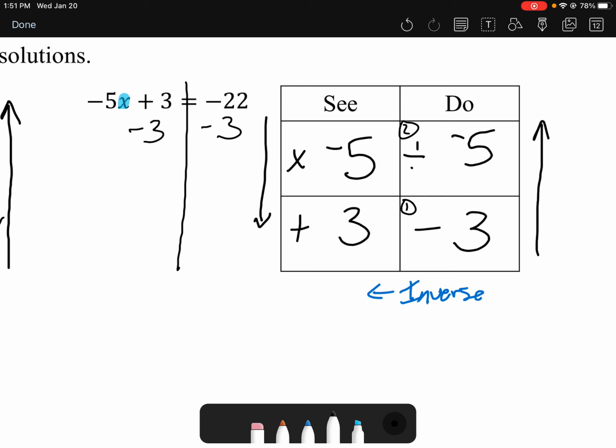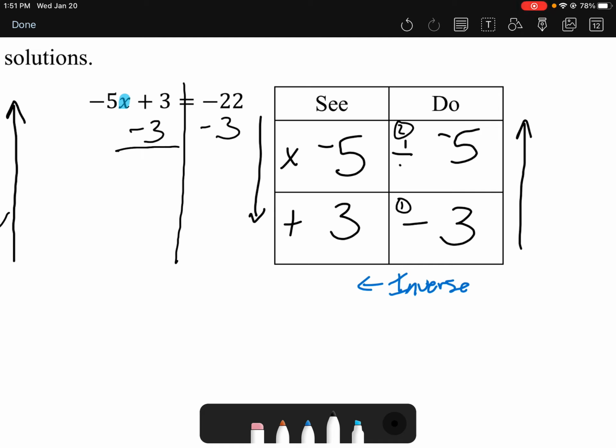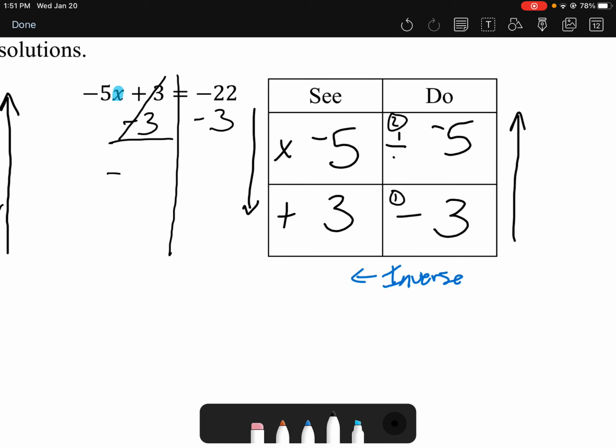On the left side, when I subtract 3, all that's doing is canceling out the plus 3 up there, because again, they're opposites. They're inverse operations of one another. And that just leaves me now with my negative 5x. On the right side, I have negative 22 minus 3. If you want, you're allowed to do LCO here. So that's really negative 22 plus negative 3, or negative 25.